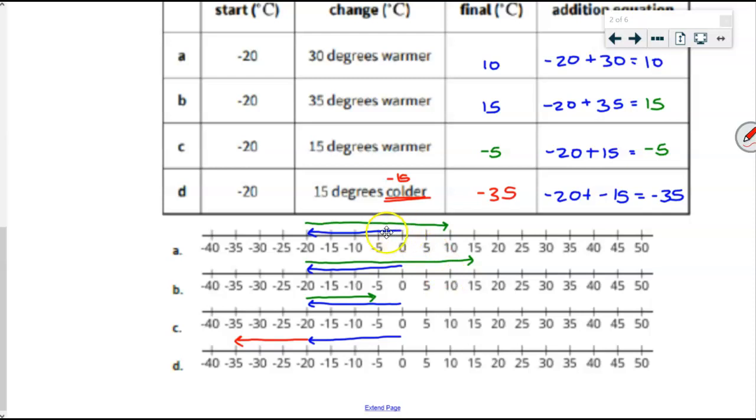So this first arrow goes from 0 to negative 20. The second arrow starts right there at negative 20 and then goes whichever direction it needs to. So in this case, it went to the right. And in this case, it went to the left. Yeah, great job. Okay, so where the first arrow ends tells us where the second arrow needs to start.